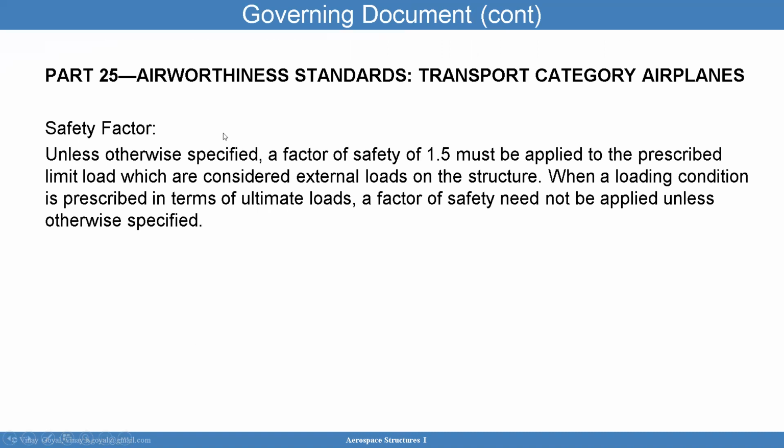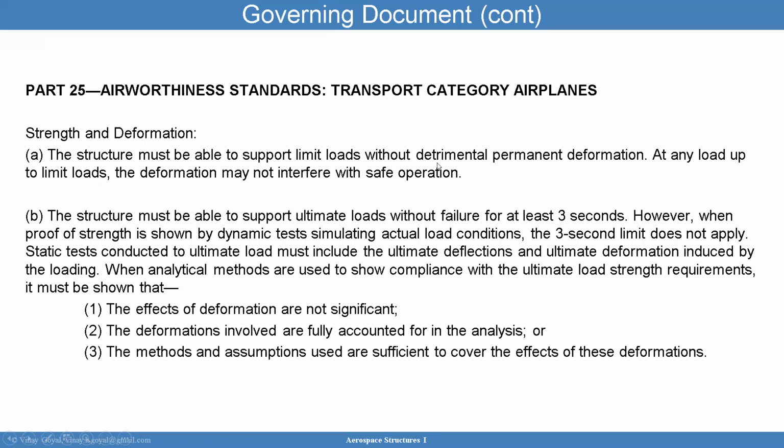Part 25 airworthiness standards. Now I go to the safety factor. It talks about 1.5 must be applied to the prescribed limit loads, which are considered external loads on the structure. When a load condition is prescribed in terms of ultimate loads, a factor of safety need not be applied unless otherwise specified. In other words, if the ultimate loads already include this factor of safety, you don't have to worry about it. But the bottom line is the factor of safety is 1.5. That's what it's telling us here.